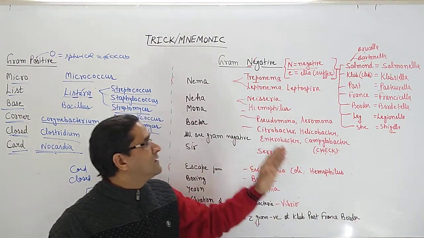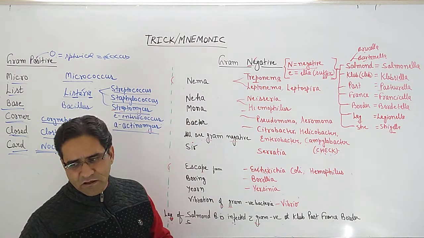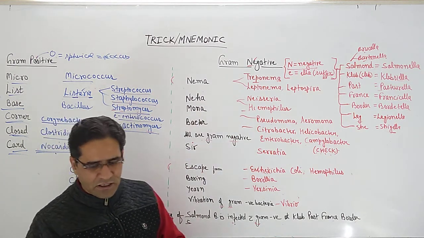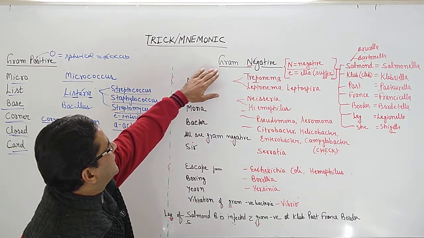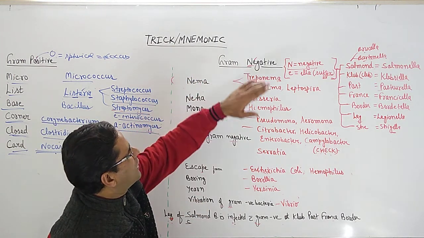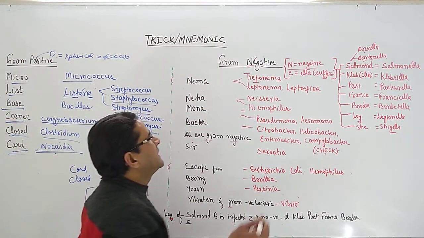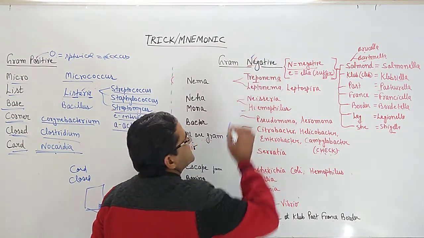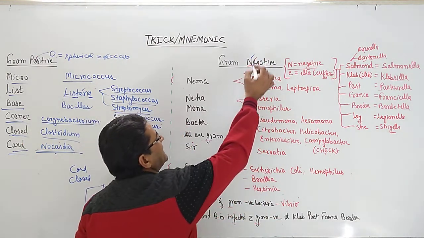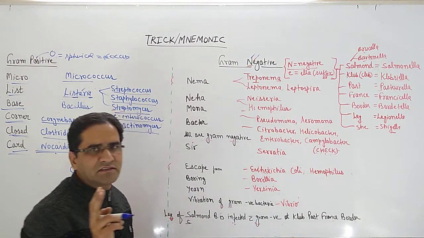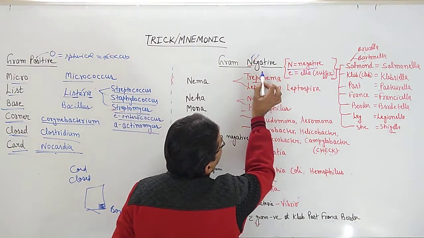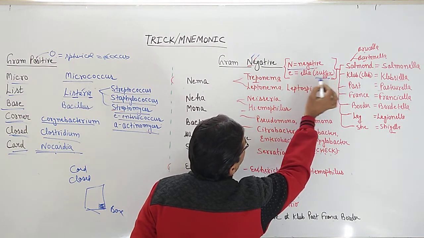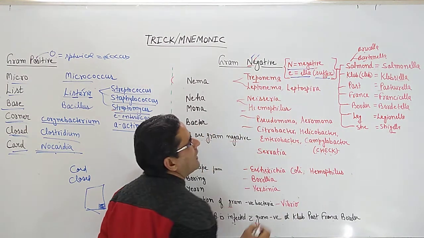Now we will see the list of gram negative, or how to remember the name. See, if we see the spelling of gram negative, N means negative and E stands for a suffix. That is only written, N is negative and E stands for suffix, and suffix is LA.